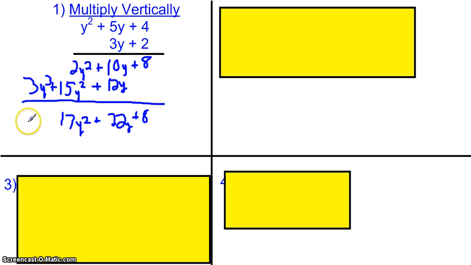And then how many y to the thirds? 3. 3y cubes. Right? That's a 3. And there we have our product after multiplying a trinomial by a binomial.